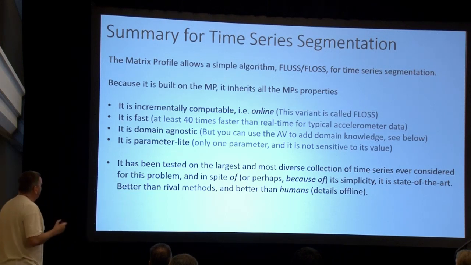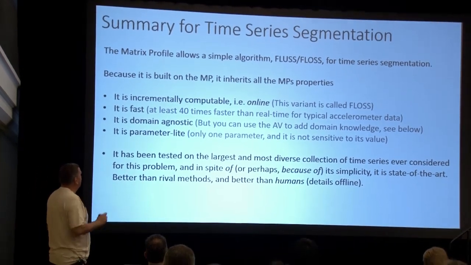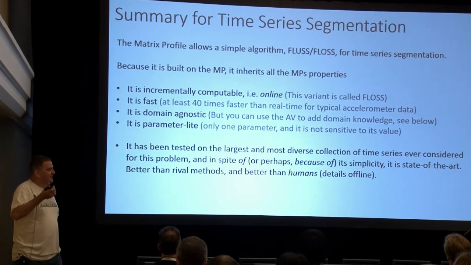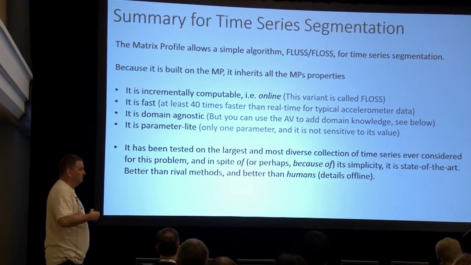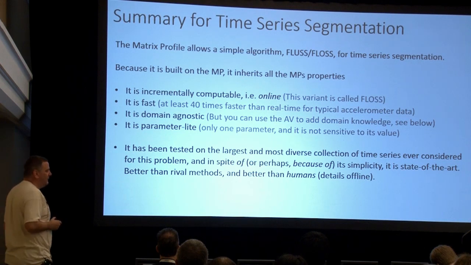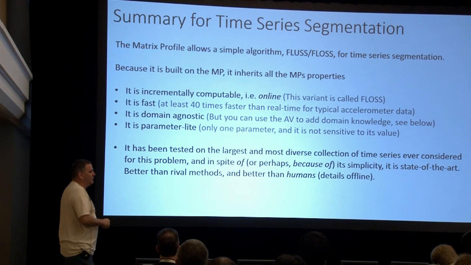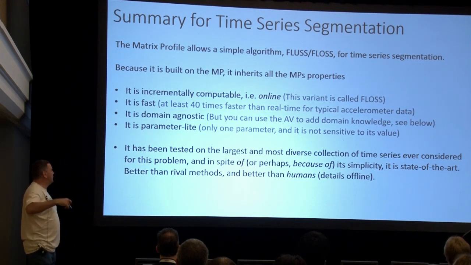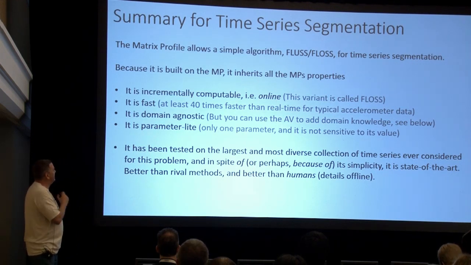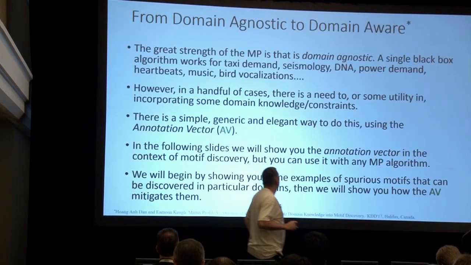So let me just quickly summarize this part of this talk. The basic profile allows simple algorithms for segmentation. And my claim is it is the best segmentation algorithm in the world, hands down. It's incrementally computable, so it's faster than real time. You can run it on a smartwatch or smartphone. It's domain agnostic. You can do it in any kind of data set without having to tune or tweak it for every case. And it's very parameter light and parameter free. Love it.